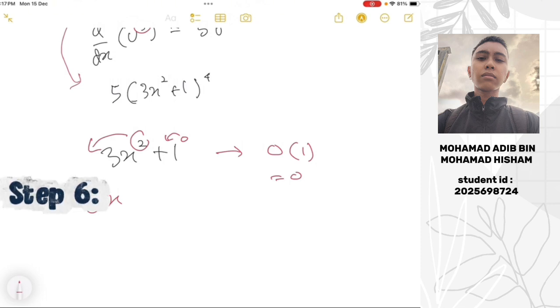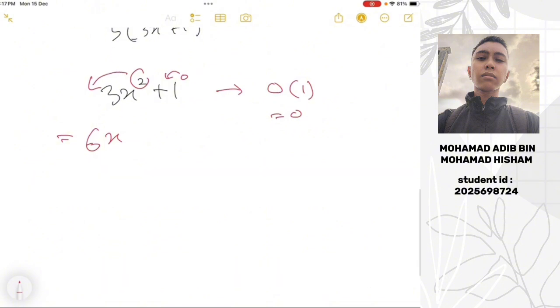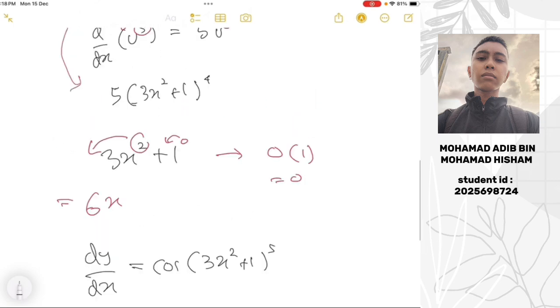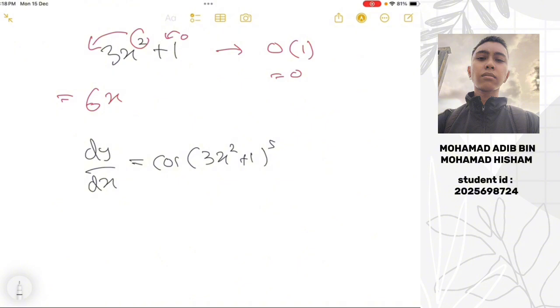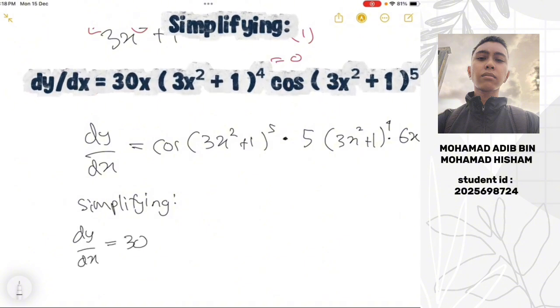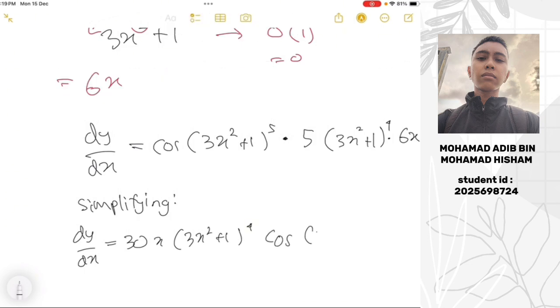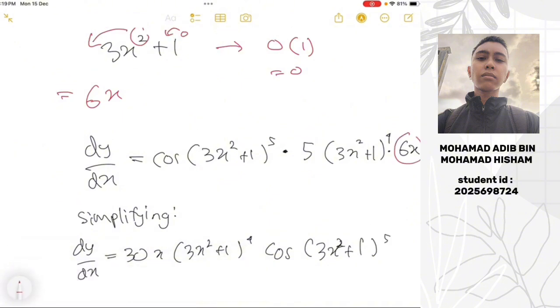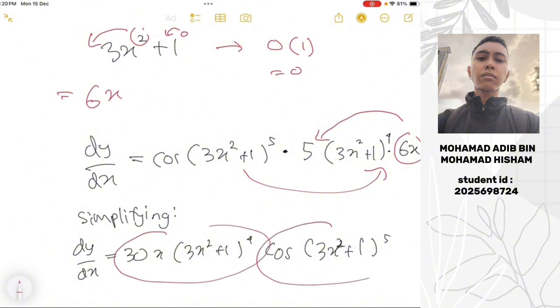Now we're going to step 6. Finally we multiply everything together, combining all the results. dy/dx equals cos((3x^2 + 1)^5) times 5(3x^2 + 1)^4 times 6x. Then 5 times 6x gives 30x, times (3x^2 + 1)^4, and cos((3x^2 + 1)^5) goes back here, so it is the same expression.